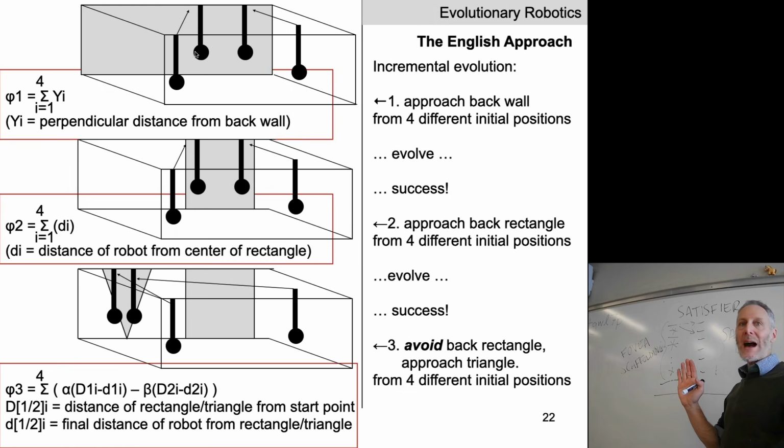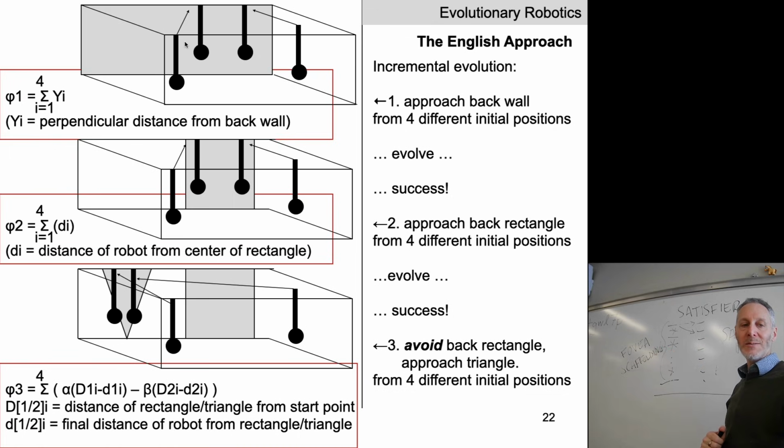Maximizing the distance from the back wall would actually result in the opposite of what we want, right? That would be driving to the front of the table. This is an annoying thing about evolutionary robotics experiments. In one experiment, they're trying to maximize the fitness function. In other experiments, they're trying to minimize the fitness function. So here they're trying to minimize distance from the back wall.